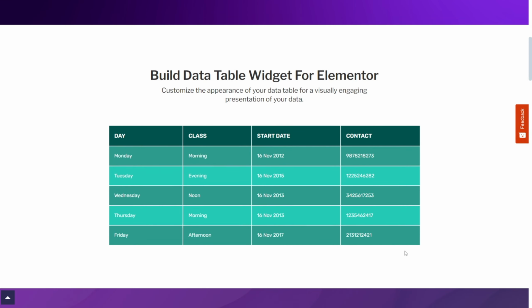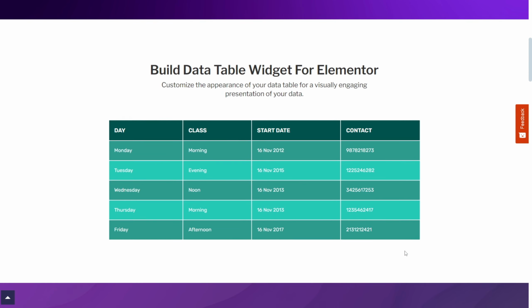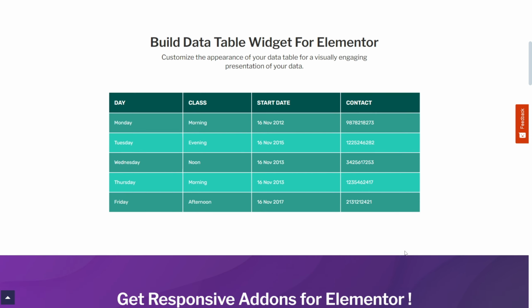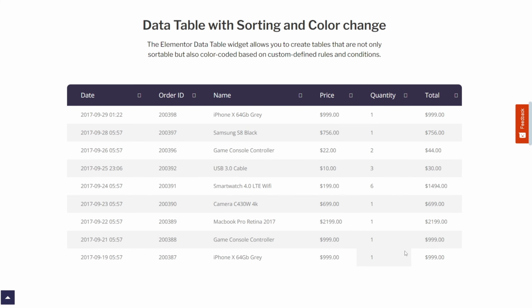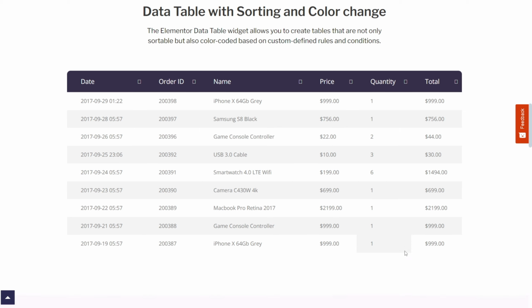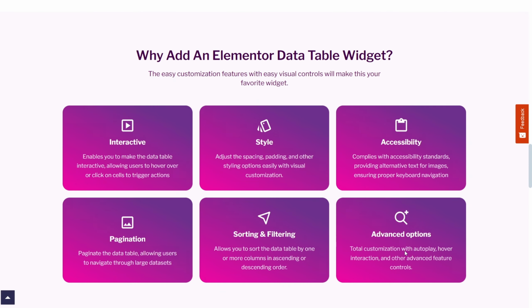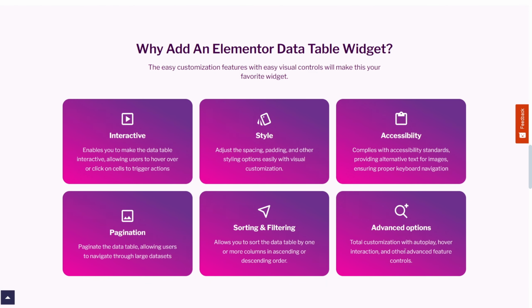The widget offers extensive styling options to match the table with your website's design. You can adjust font size, color, background, padding, and more for the table, headers, and body. The data table widget from Responsive Addons for Elementor plugin is a powerful widget for anyone looking to present data in an organized and visually appealing manner. With extensive customization options, ease of use, and responsive design, it allows you to create professional tables that fit perfectly within your Elementor website. So let's dive right in and understand what we are going to cover in today's tutorial.